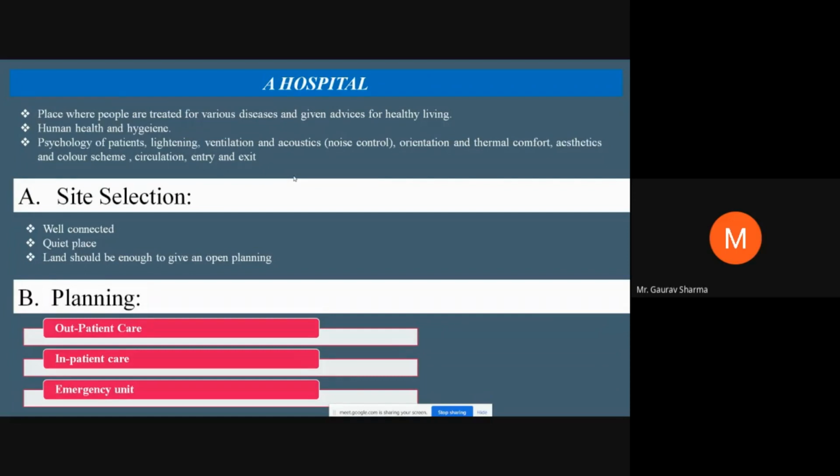Land should be enough to allow open planning. By open planning, we have looked at plans like the alphabetical shapes, such as the H section, C section, and U section. These are all plans that provide direct openings to the building from its surroundings. So there may be proper lighting and proper morning sun. Those are all advantages in a hospital building. So proper site selection is important in this manner while we are talking about a hospital building.